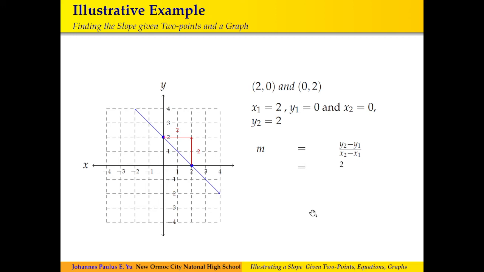We have 2 minus 0. And the other one is 0 minus 2. So we have 2 minus 0 is 2.